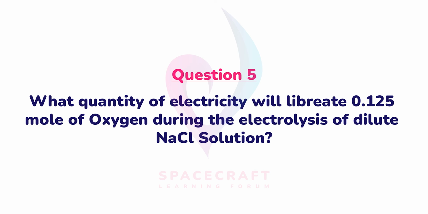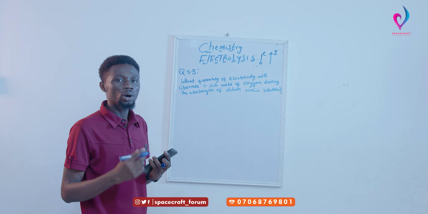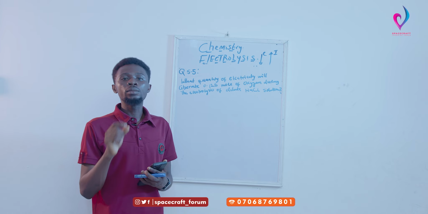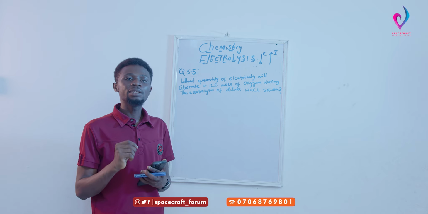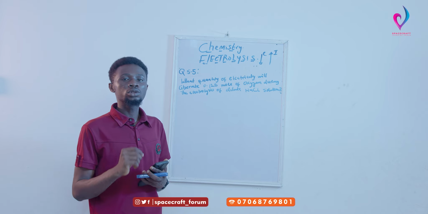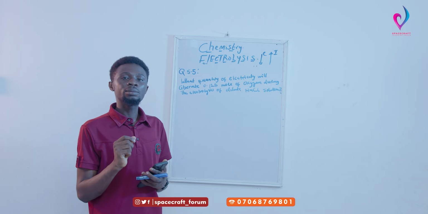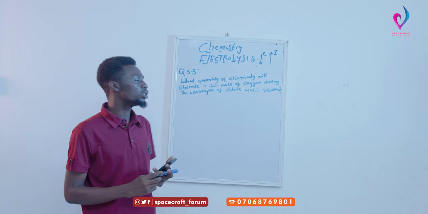What quantity of electricity will liberate 0.125 mole of oxygen during the electrolysis of dilute sodium chloride? The problem here is that how can we know the charge of the element oxygen? We know that the number of electrons to form a single oxygen molecule is equal to 4. So definitely the charge of the element of oxygen is equal to 4. So anytime you are working with electrolysis involving oxygen, just remember that the charge of the element, the small letter q of oxygen, is always equal to 4.